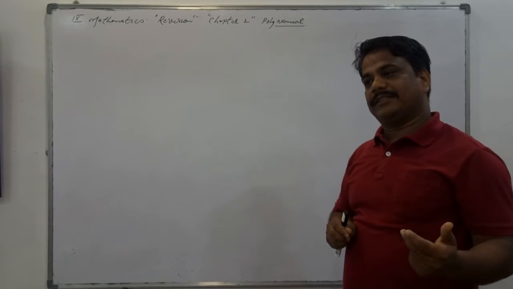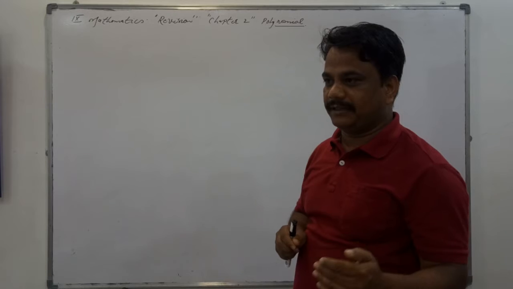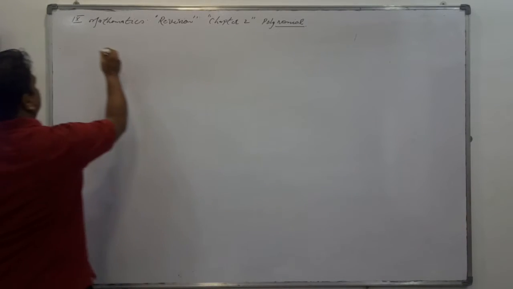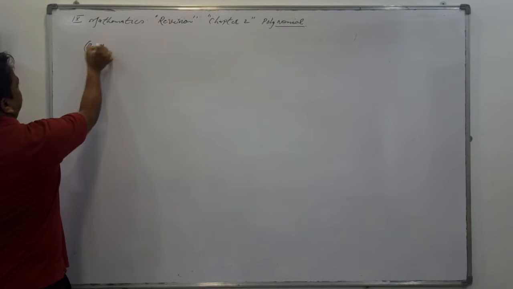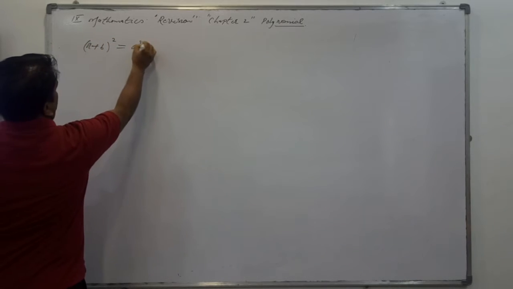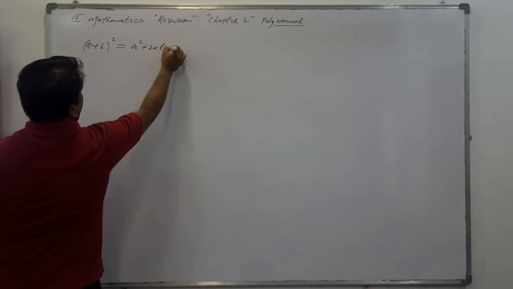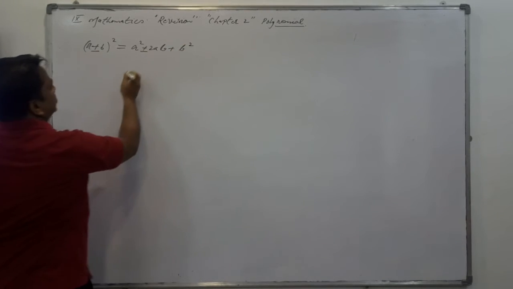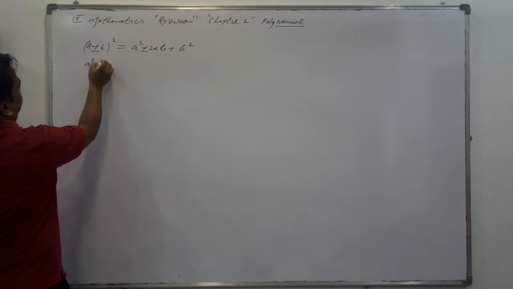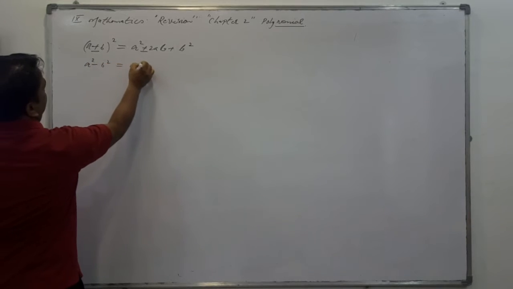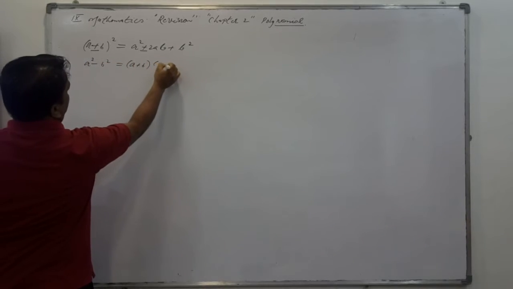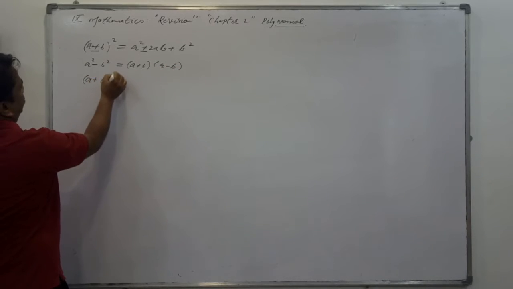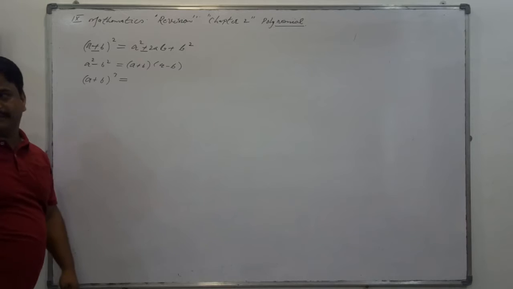What are the objectives of the chapter that you have studied already? When you listen to the word polynomial, this typical situation arises here. Polynomial means (a plus b) whole square is a square plus twice ab plus b square. If I take minus here, this minus will be here, and a square minus b square looks like (a plus b)(a minus b). It's a pattern here, and (a plus b) whole cube also we have discussed already in the chapter, okay?